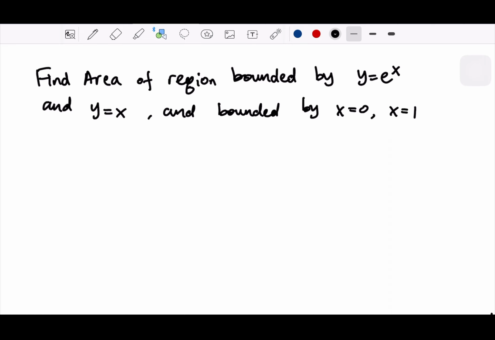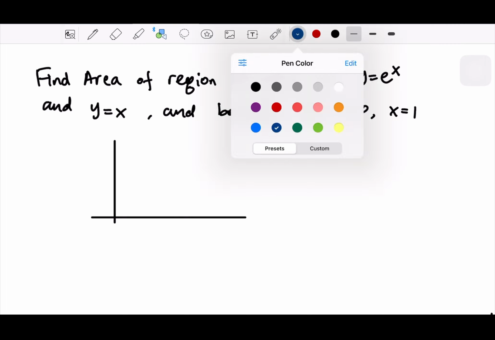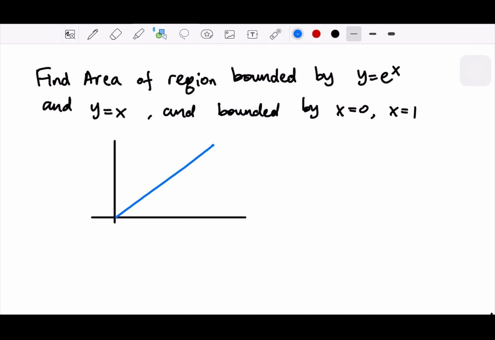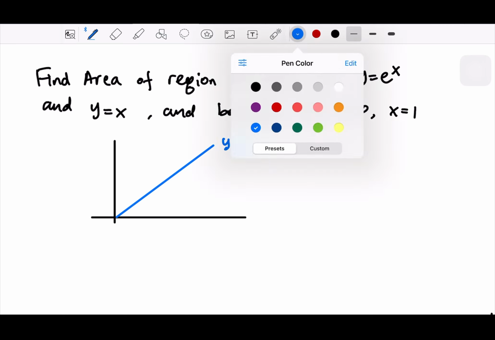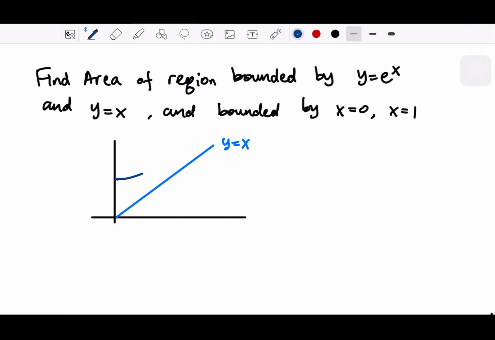Or if you would like, you could just draw the straight line here. This is y equals x, and e to the x, maybe not like that, maybe here. Okay, and then maybe the 1 is there.